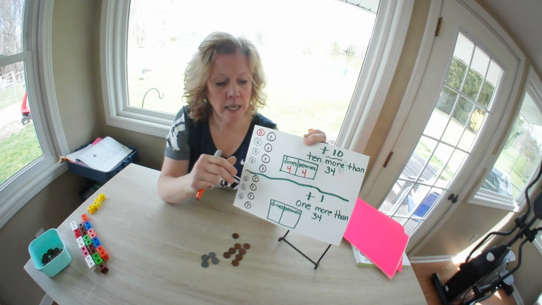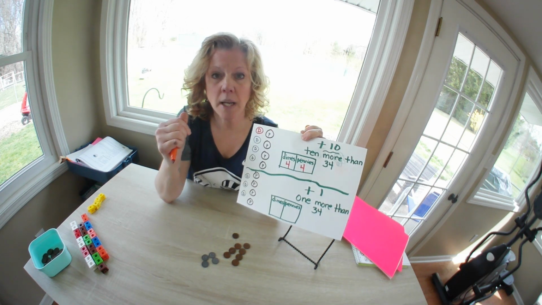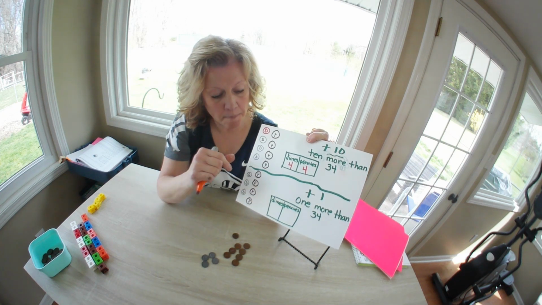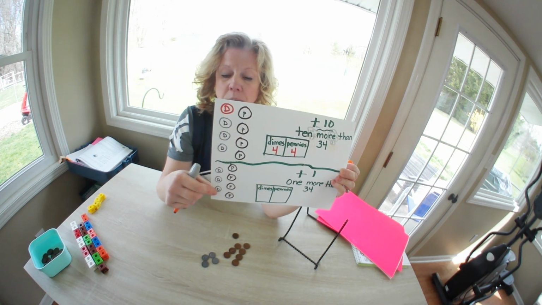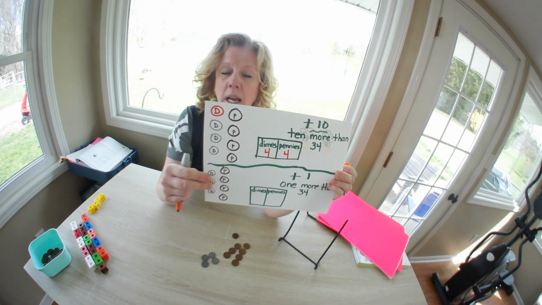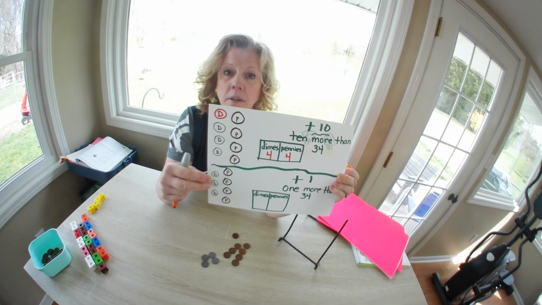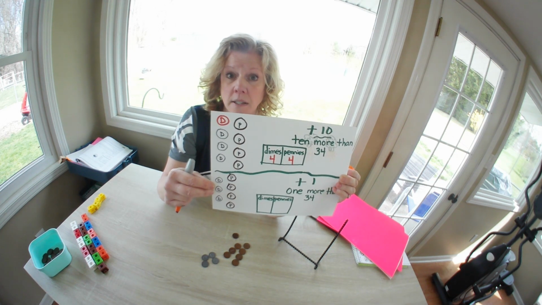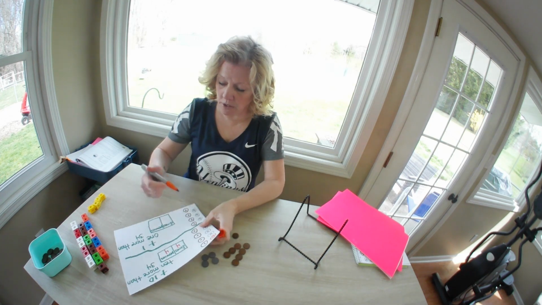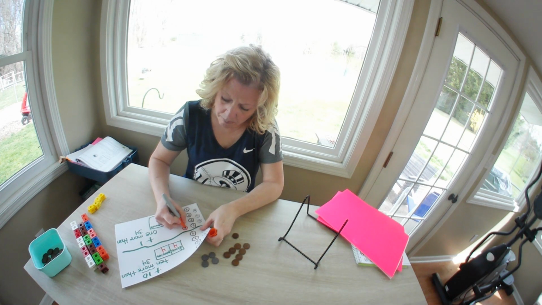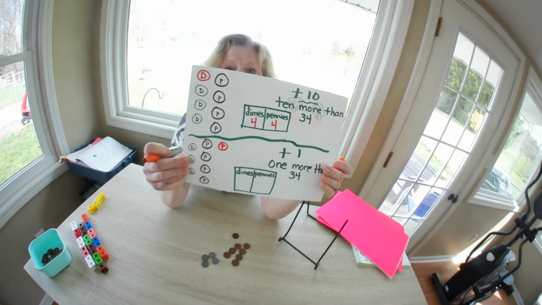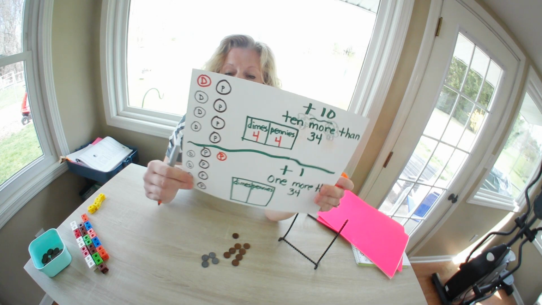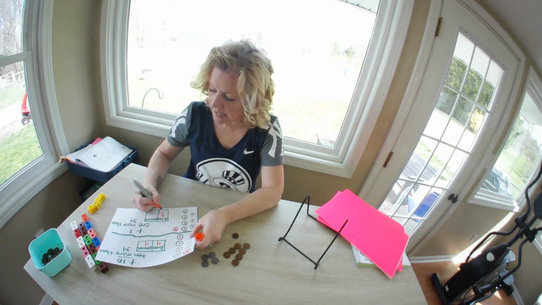Now, let's take a peek at the bottom one, plus 1. So plus 1 says, or it should say, 1 more than 34. So what do I need to do? I still have my 3 dimes and my 4 pennies. Am I going to do anything with these dimes? Correct. We don't do anything with the dimes. And the reason we don't is because those are our tens. It said add 1. So what I'm going to do is I'm going to draw 1 more penny like this. Okay? So there's your penny right here. So now, did my dimes change? Nope, I have 3 dimes.